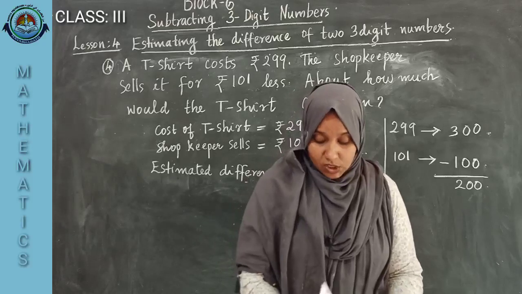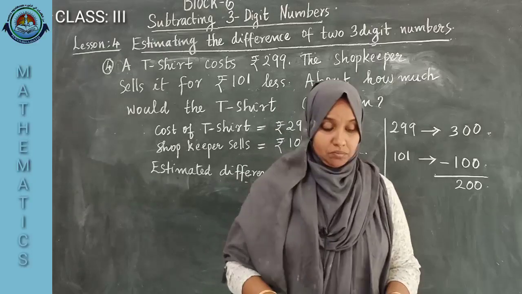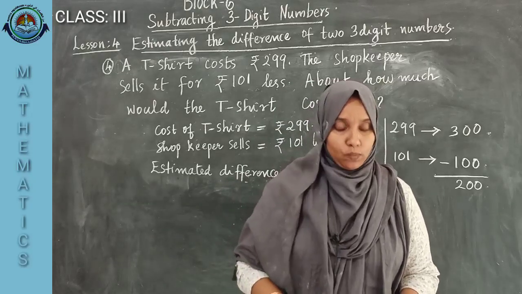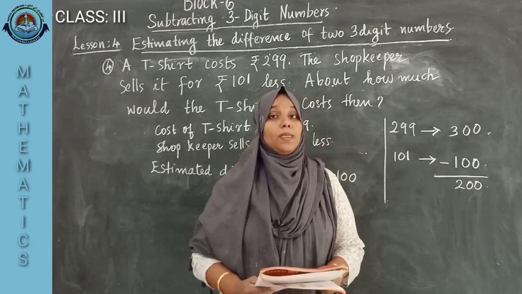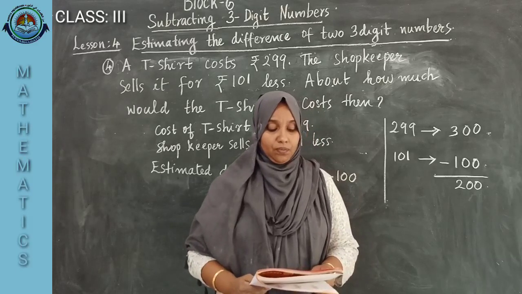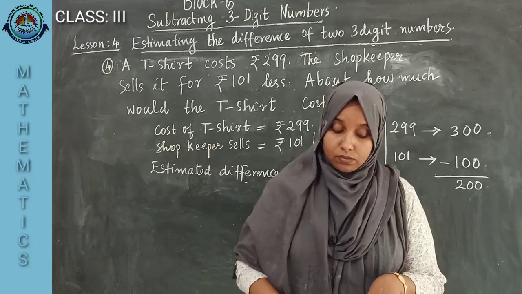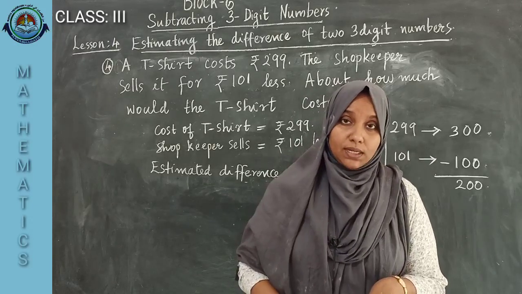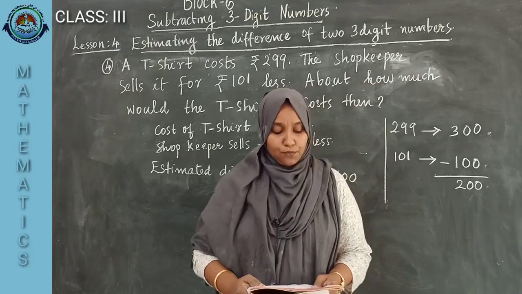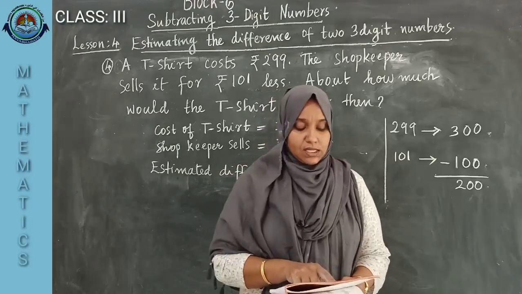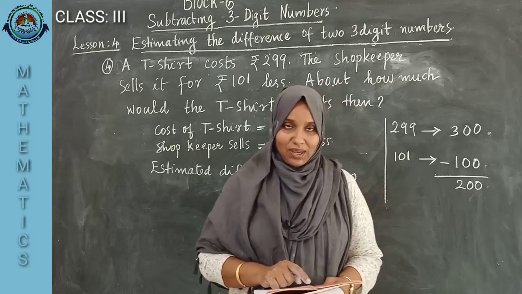Then children, take your workbook, page number 30, S4. Round off the numbers to the nearest 100. There is an umbrella inside, 678. Can you round off that number to the nearest 100? It's so easy, you can do it. Then the second question: first estimate the difference, then find the actual answer using the column method.